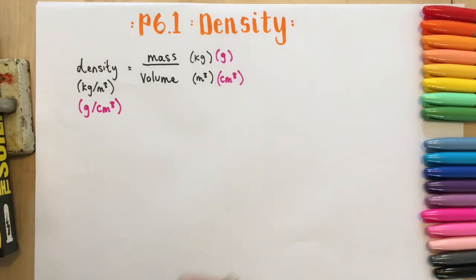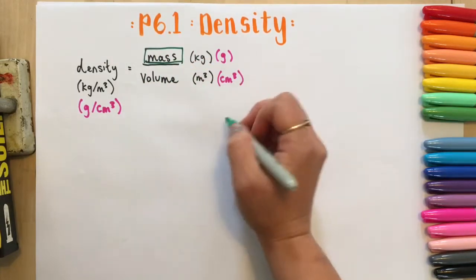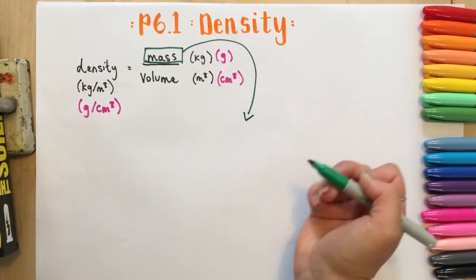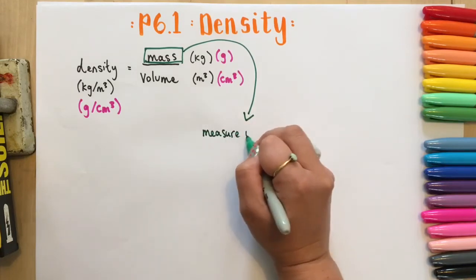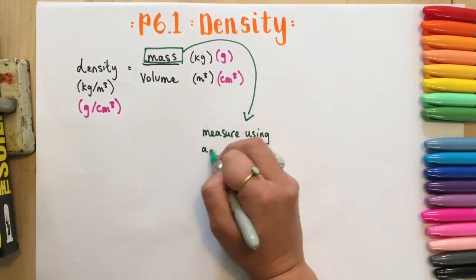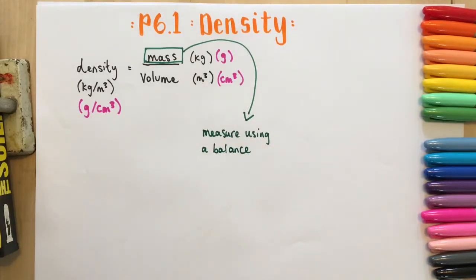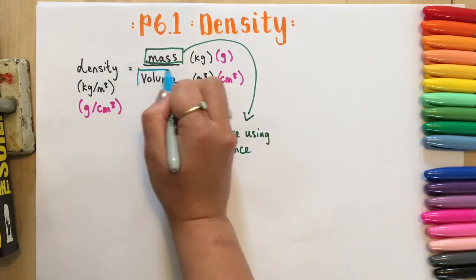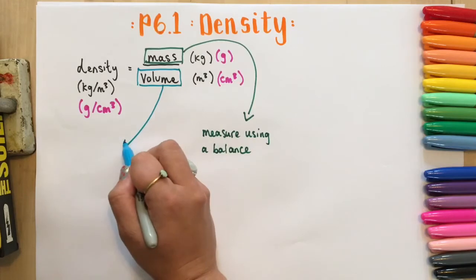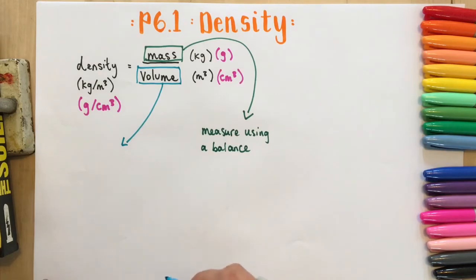So let's think about mass to start off with. How do we measure mass? We measure mass using a balance. A mass is a measurement of how much matter there is in something, how much stuff it makes up. Okay, volume, you might already know from maths, but volume is the space that something takes up.